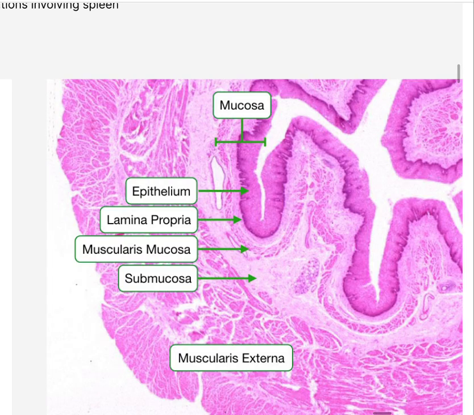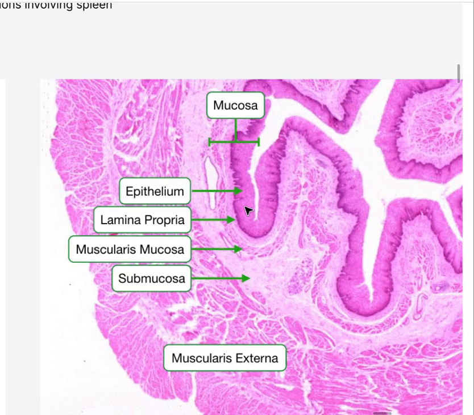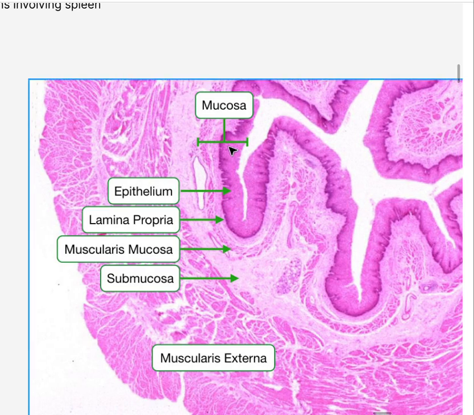So the mucosa itself has 3 layers. It includes the epithelium, the lamina propria, and the muscularis mucosa. So these 3 layers all make up this mucosa, right? Now, the epithelium type varies by region. If we're looking at the esophagus, we're going to look at stratified squamous epithelium. If we're looking at the stomach or intestine, we're going to look at a simple columnar epithelium. So epithelium has functions like absorption, secretion, protection, after which we have the lamina propria.